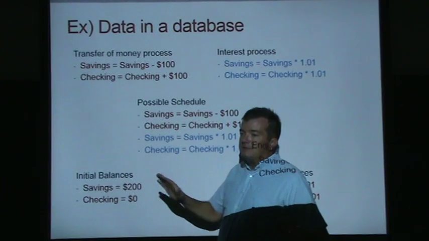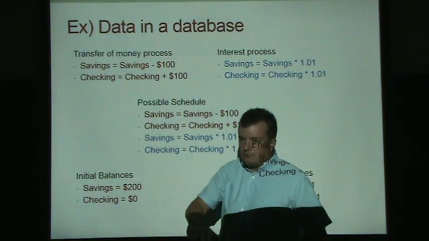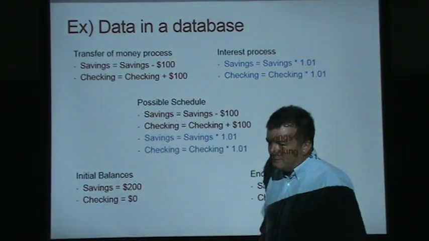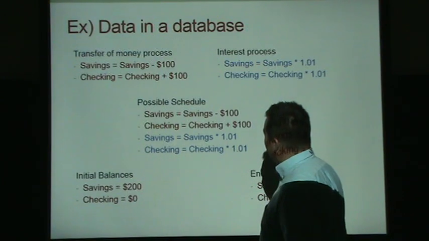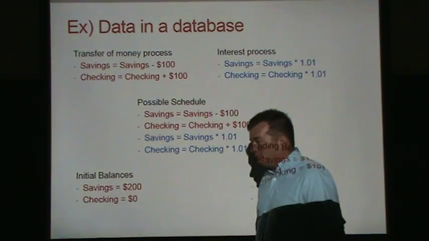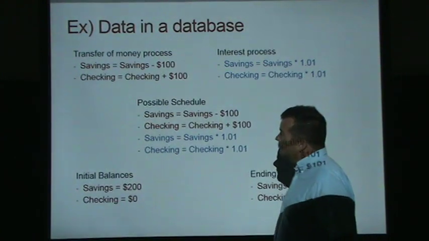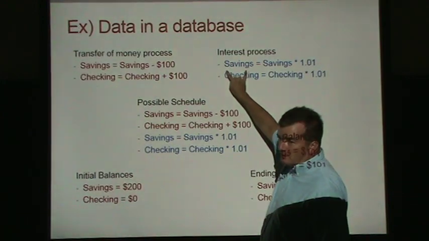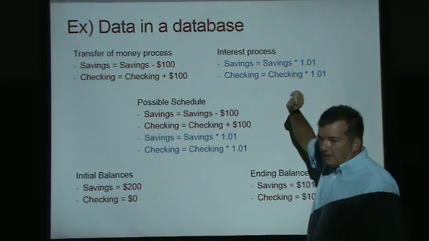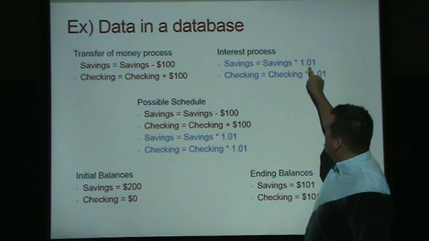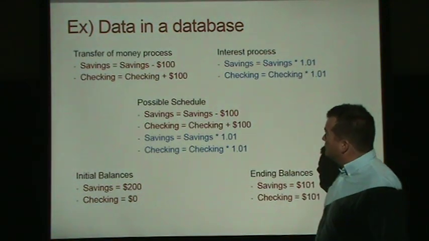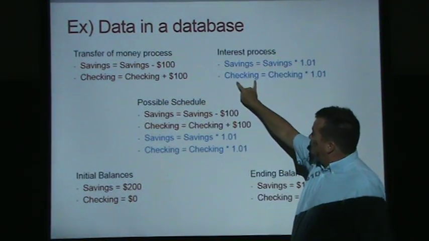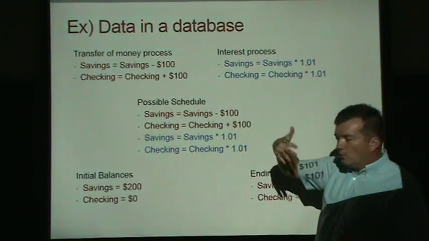Suppose your bank from time to time comes by and gives all the accounts for all the people 1% interest. That's a very high interest rate, if that's happening every quarter, that would be 4% a year. There's nothing like that going on these days. But it would basically take your savings balance and add 1% interest to it. I'm doing that by multiplying it by 1.01, taking the value of your account and taking 1% of that and adding it. Then I'm taking your checking account, whatever the value is, adding 1% to it.